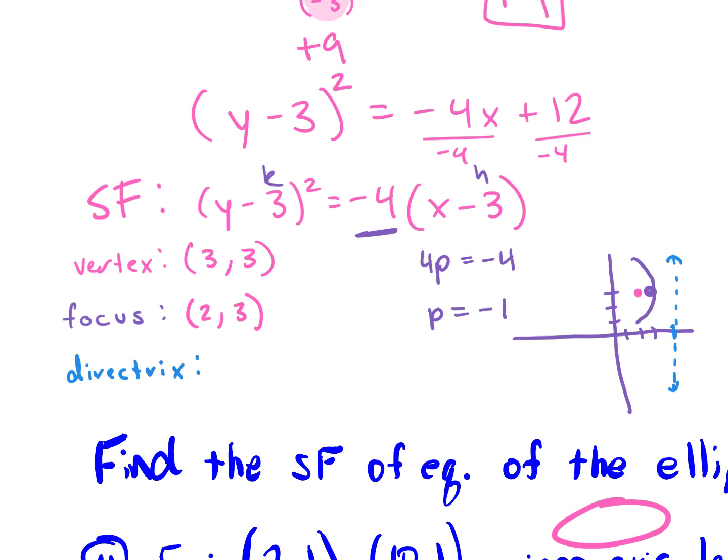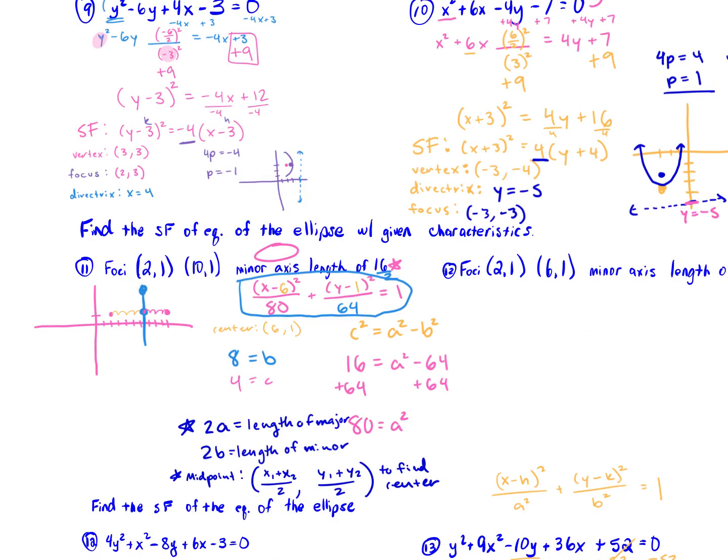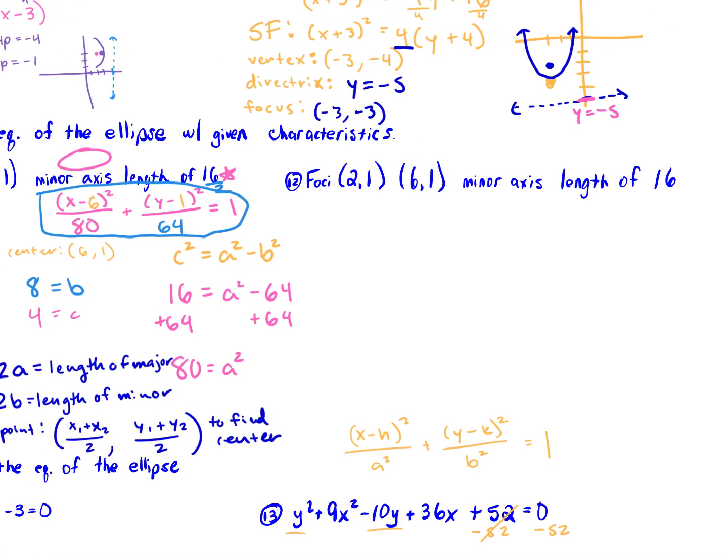So what would my directrix be? Perfect. X equals 4. Because it's a line, it's either going to be x equals or y equals. So it's x equals because I go through the x-axis at 4. So for 12, we're moving on to ellipses. We have to find the standard form of an ellipse with the given characteristics.